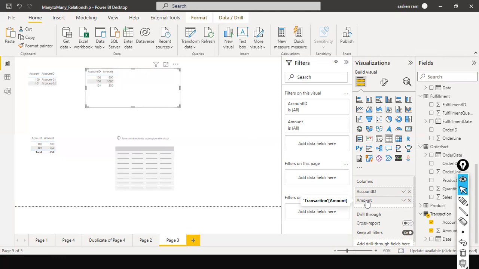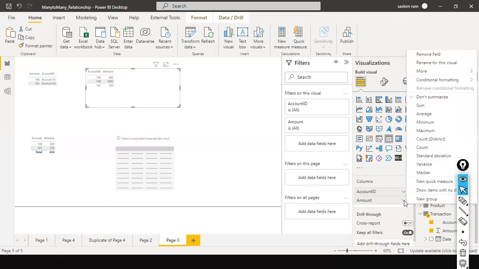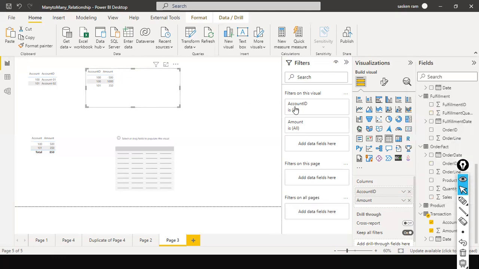Since the amount is a number type, it does the automatic summarization. Whenever you drop any number type in a table visual or any visual, it gives you the sum of amount, sales amount. For the demo purpose, I clicked on the drop down here and selected don't summarize, so that you will get to know what values are there in the transaction table. This is for our verification purpose.